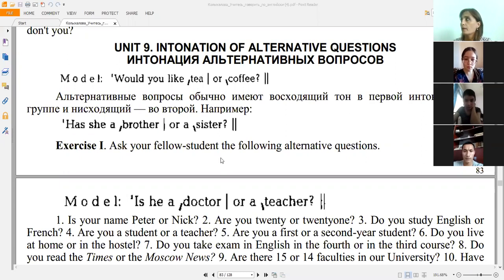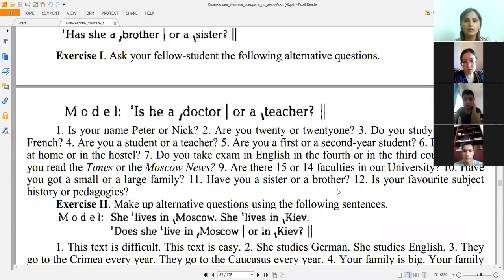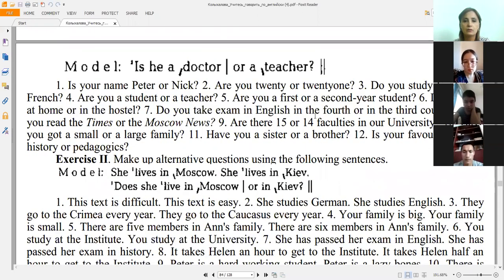And now, exercise 1, pay attention to exercise 1. Ask your fellow student the following alternative questions. Now we will do this exercise together with you. It's given a model here. Is he a doctor? Is he a doctor or a teacher? Is he a doctor or a teacher?